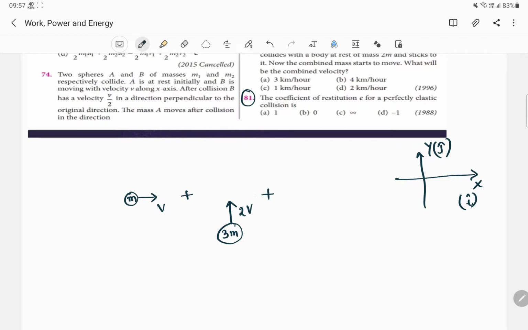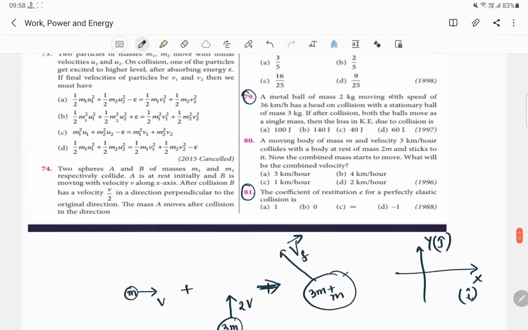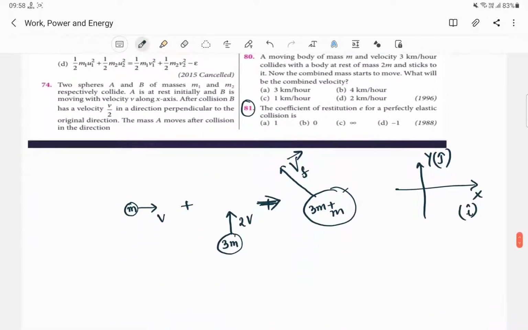And after collision, what will be the total mass? Total mass will be 3m plus m. According to the question, after collision these two colliding particles stick together and they move with a velocity we do not know. It will be in this direction. Let us put this to be v final, and we have to find out the magnitude as well as the vector form of this v vector. Can we put it like this? And this is for your question number 75.